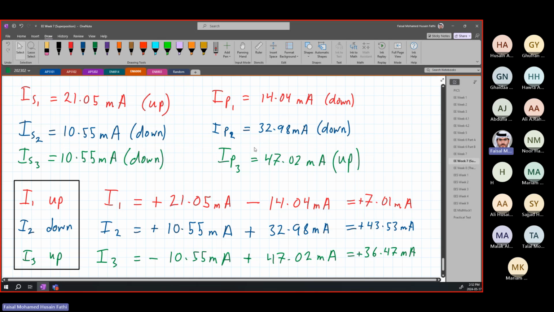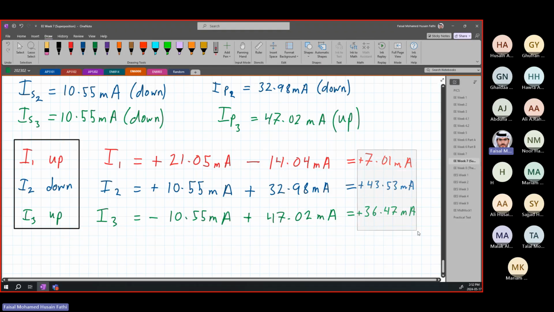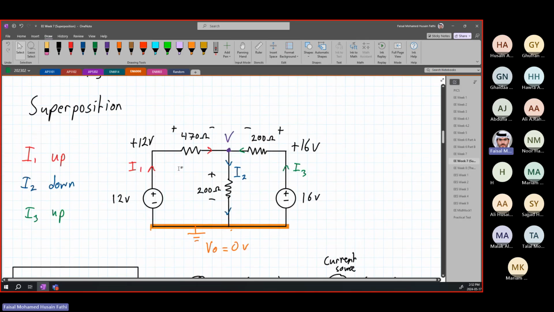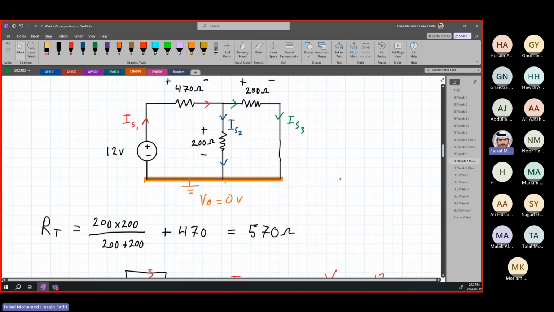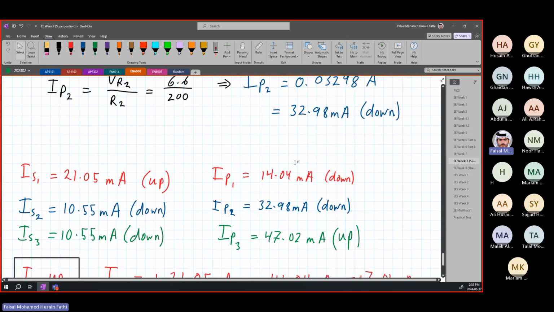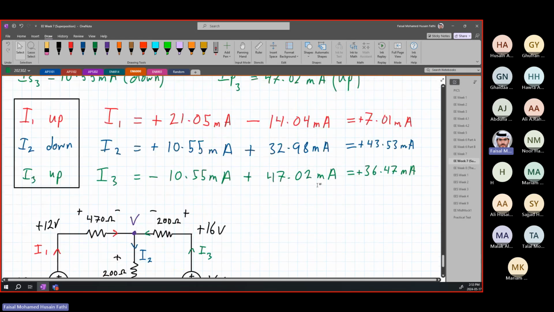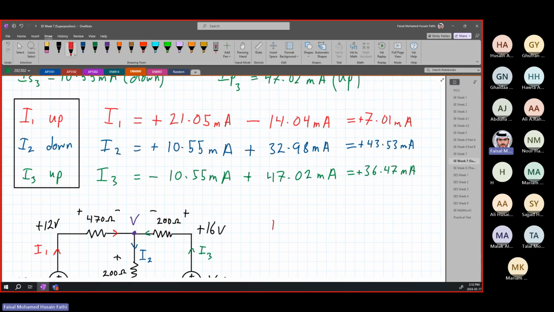Again, if you notice here, we got positive values for all of them. Because we got positive values, it means the originally assumed directions are correct. In the very first circuit that we had, this original circuit, we had assumed directions on it. These assumed directions are correct. If not, we would have to reverse the direction. So we can say that I1 is 7.01 milliamps up.